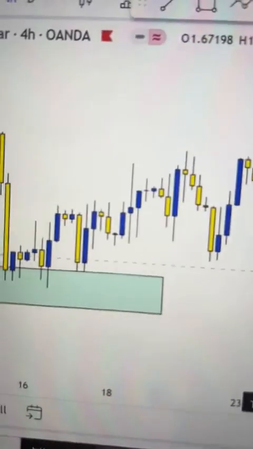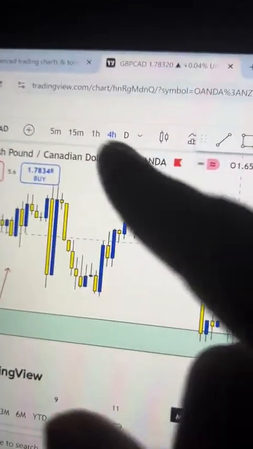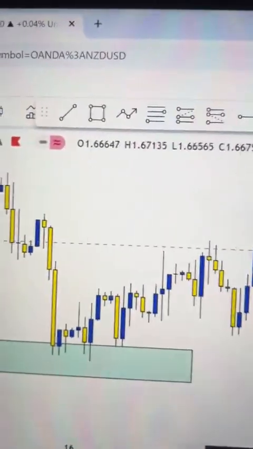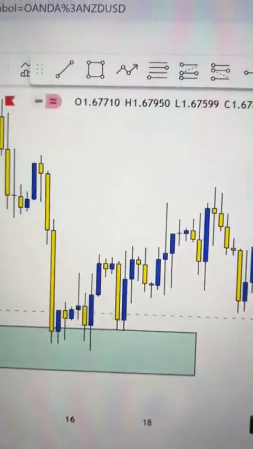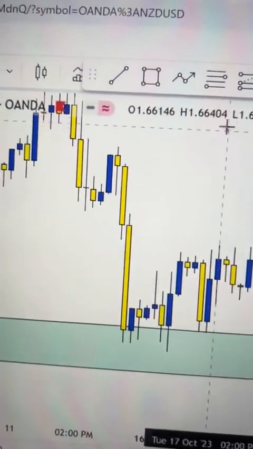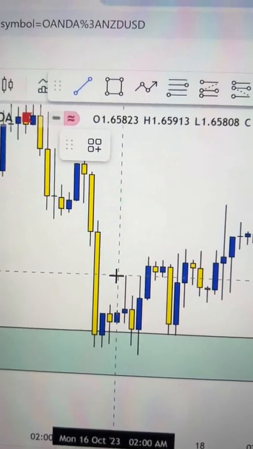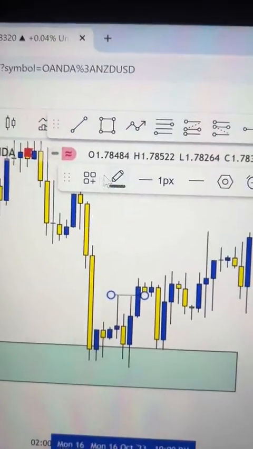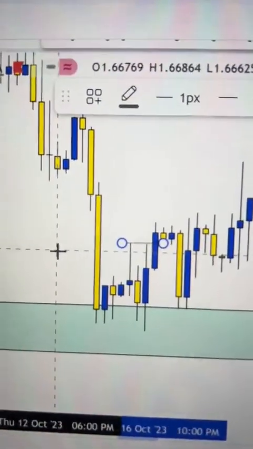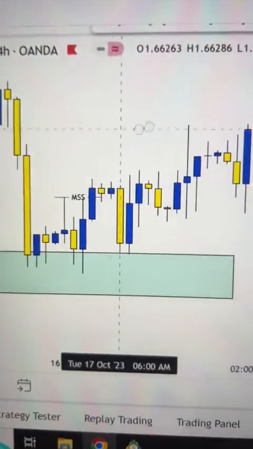Price came and tapped it. And when price tapped it, what did you see? This is the 4-hour time frame. Without going to the lower time frame, I can see a valid market structure shift.